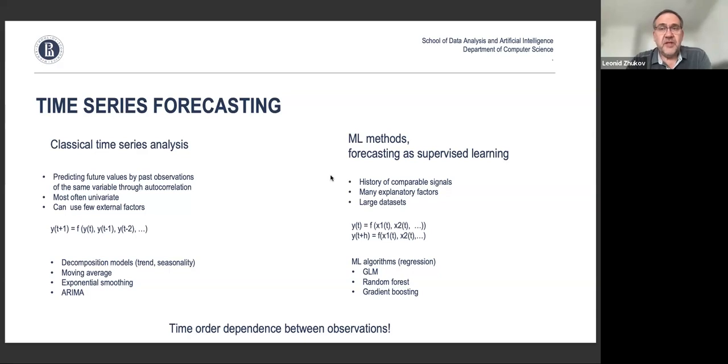On top of it, of course, you can also introduce some external factors and external variables. But then we can also look at the problem of time series forecasting more as a machine learning problem.